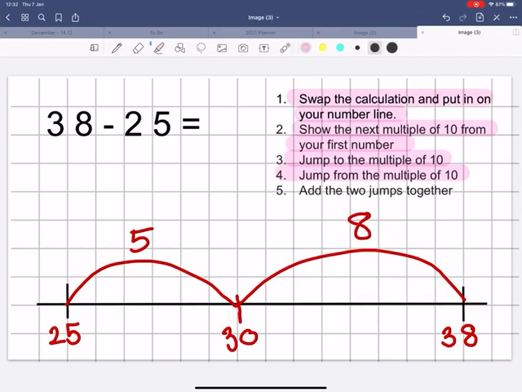And then the final step we're going to take is we're going to add those 2 jumps together. So we are going to add 5 and 8 together. So we're going to use our knowledge of numbers in our head to add those up. So we can count these numbers if we like on our fingers to help us. So we can start with our biggest number, 8, 9, 10, 11, 12, 13. So 38, take away 25 equals 13.